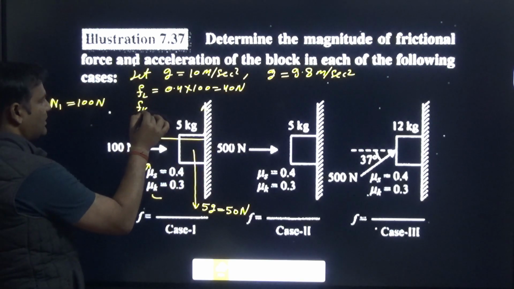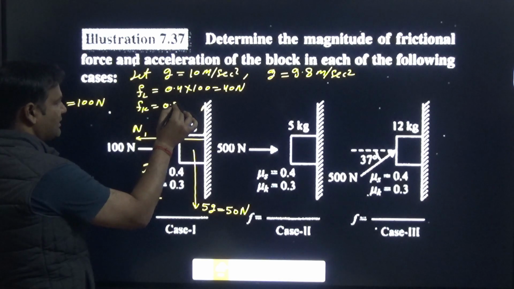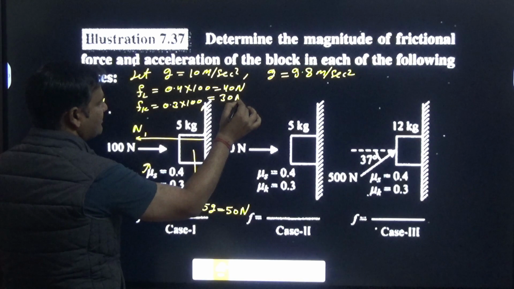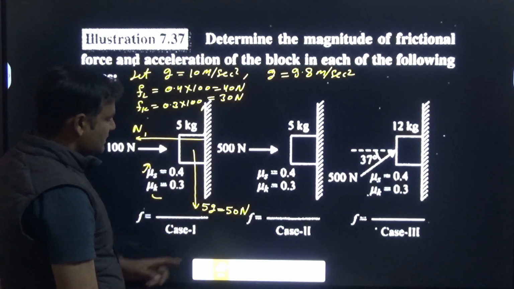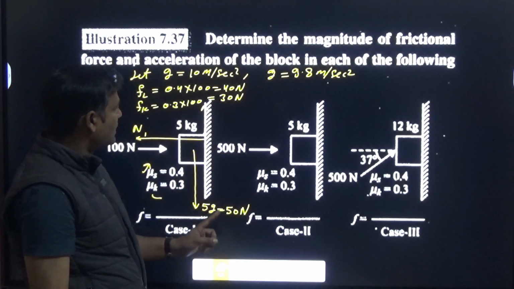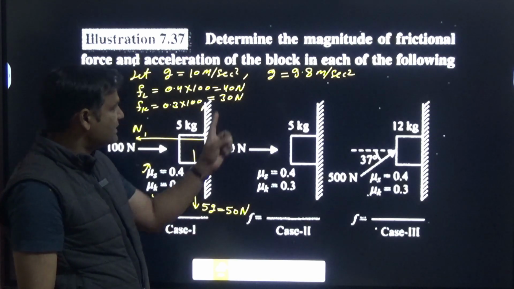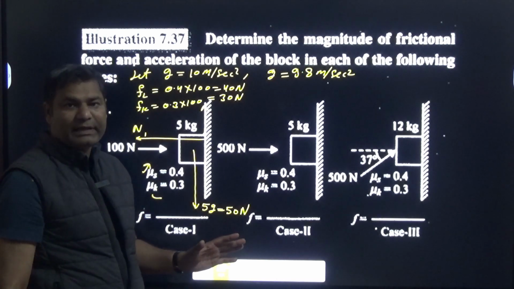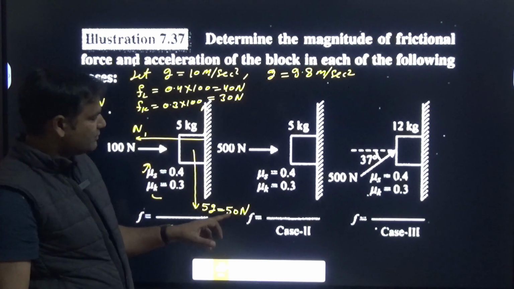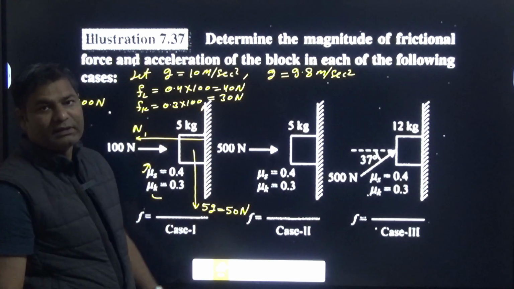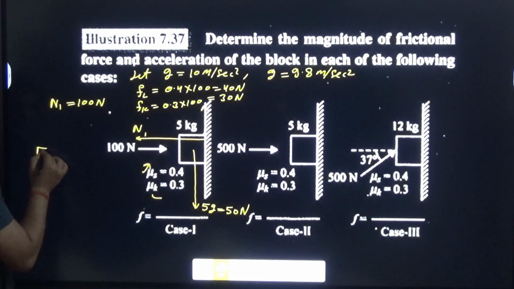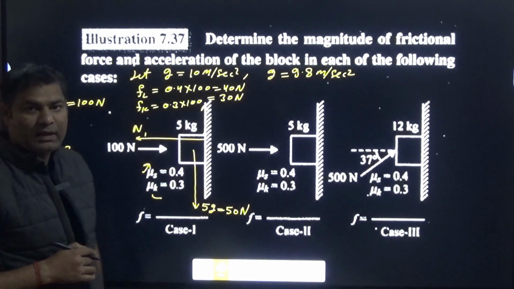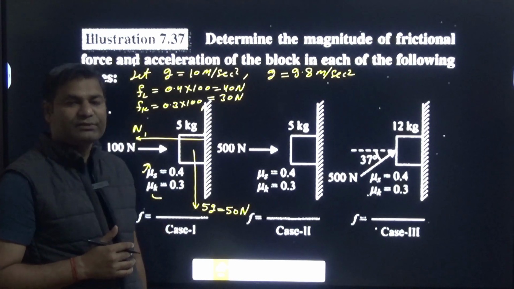And what about μk? 0.3 into 100, that is 30 Newton. Applied force is 50 Newton. 50 Newton is greater than the limiting value of 40 Newton. So motion starts in this direction, downward. Because if applied force F is greater than limiting friction, then motion starts in the applied force direction.